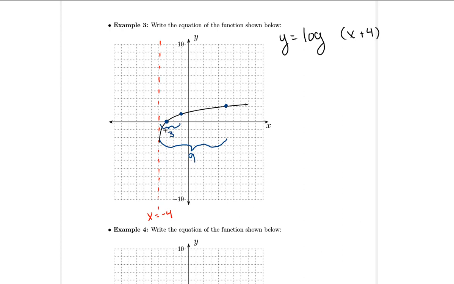Okay, so what it's looking like to me is if I'm over 3 up 1, I'm over 9 up 2, I'm thinking that my base has to be 3. Because 3 to the 0 equals 1, 3 to the 1 equals 3, 3 squared equals 9, which is exactly how far I had to go over to get up to a y value of 2. So this would be my function.